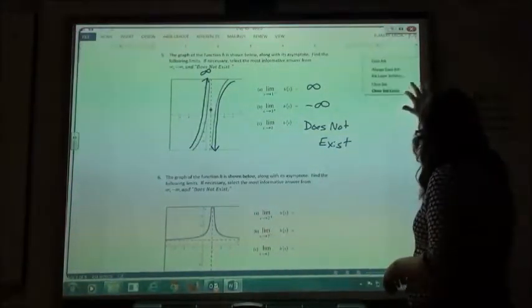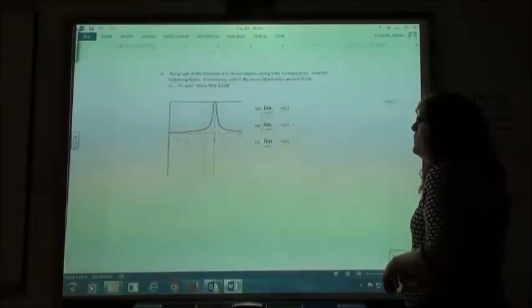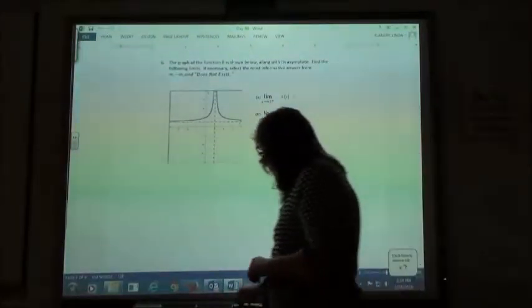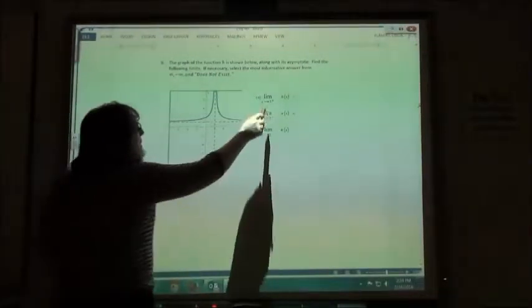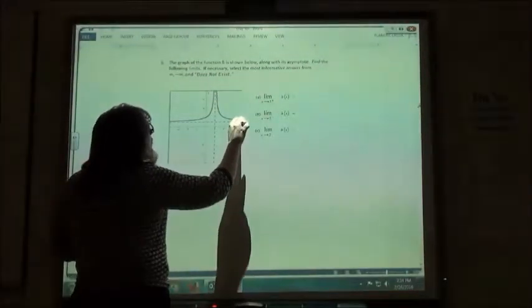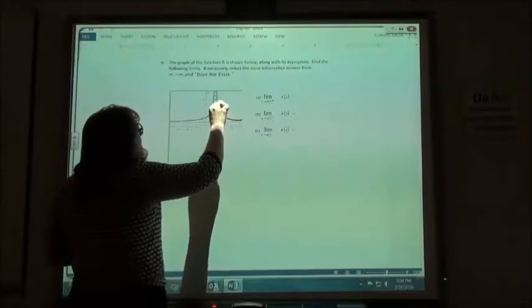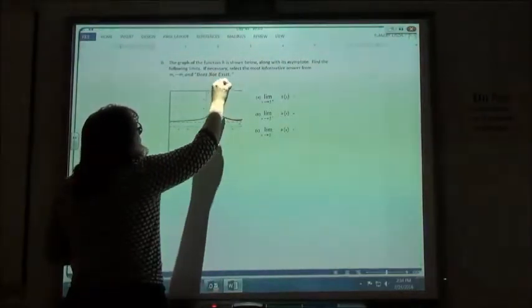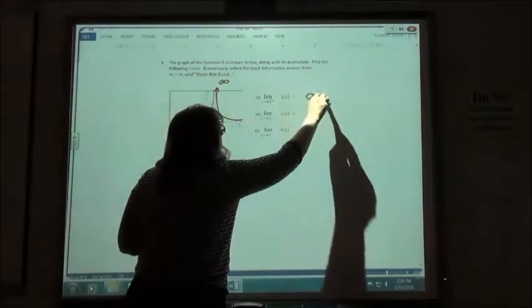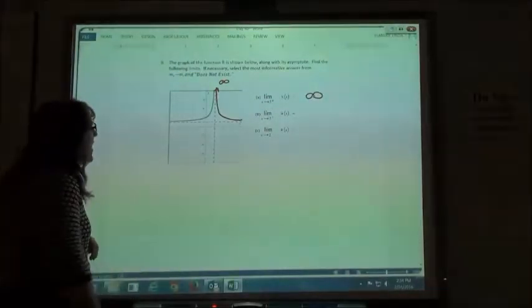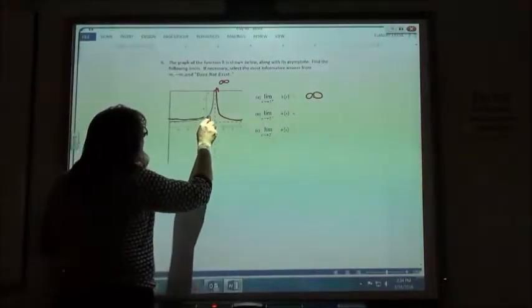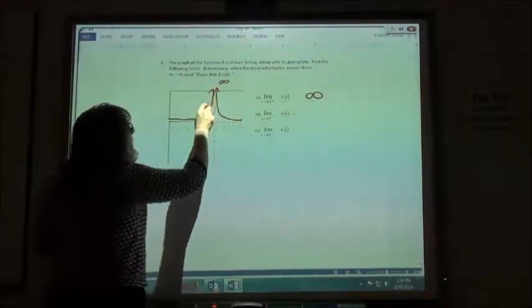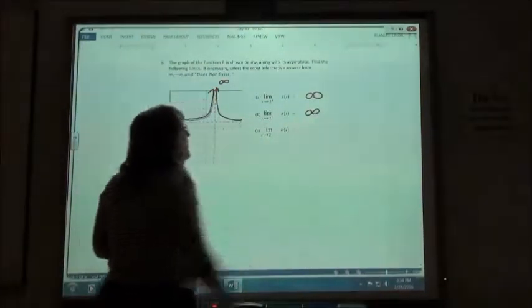We look at number 6. Here, I am doing my limit as x approaches 2. I'm going to come from the positive direction first. So if I'm coming from the right-hand side, my limit ends up going up and up and up, going to infinity. As x approaches 2 from the negative direction or the left-hand side, again, I'm going up and up and up, positive infinity.